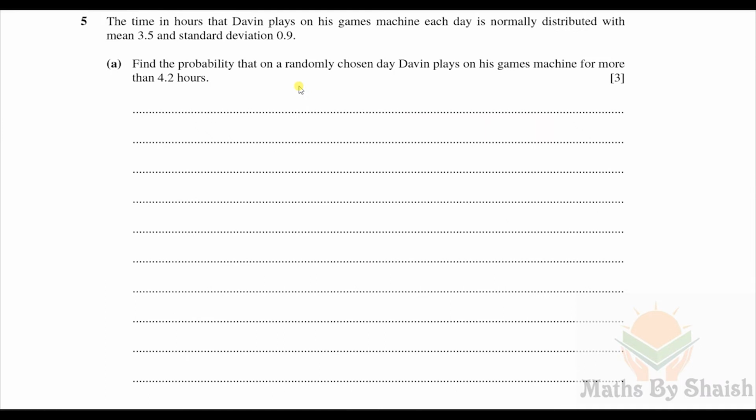Here we are going to discuss the last three questions from October-November 2019 Probability and Statistics 1, that is 9709/51. So here is question number 5.